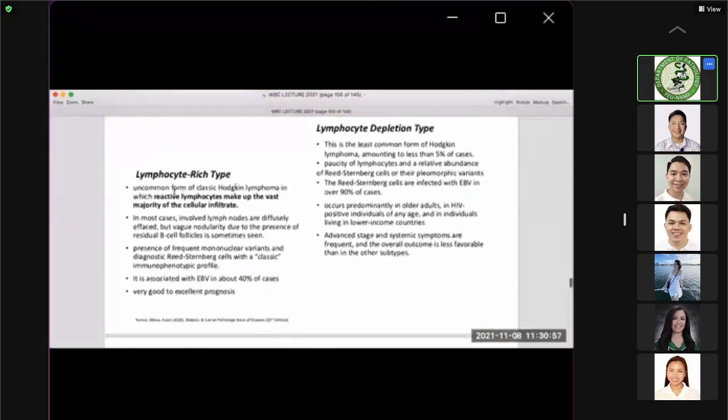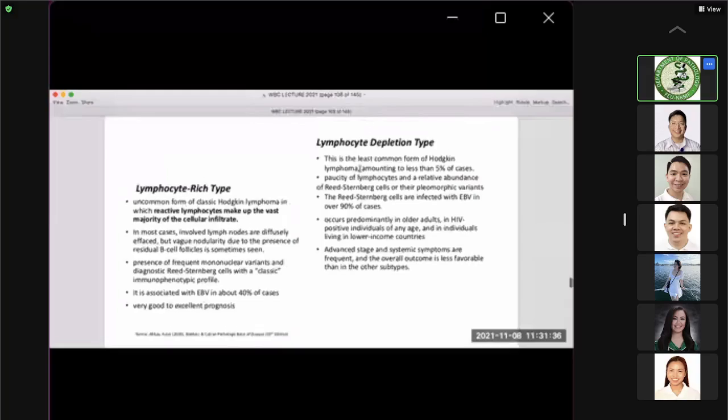For lymphocyte-rich, an uncommon form of classic Hodgkin's lymphoma, reactive lymphocytes make up the vast majority of the cellular infiltrate. It involves lymph nodes, diffusely effaced but vaguely nodular due to the presence of residual B cell follicles, sometimes seen. Mononuclear variants of RS cell with a classic immunophenotypic profile. This is associated as well with EBV, in lesser, about 40% of cases. It has a very good to excellent prognosis. So you can see a better prognosis of Hodgkin's disease.